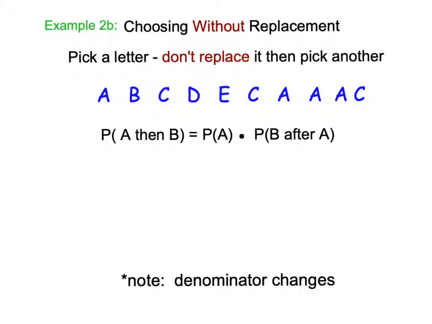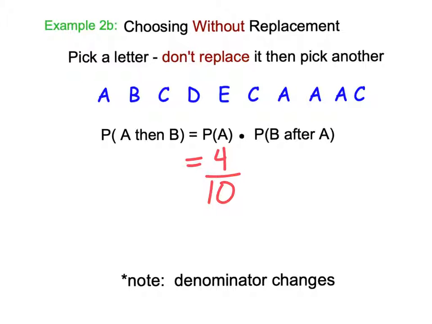Here's an example. Here we're picking a letter, but this time we are not replacing it, and then we're going to pick another letter. So the question is, what is the probability of picking A and then B without replacement of that original A? Well, the probability of picking A is the same as it was in the other example. There are 4 A's in the list out of 10 possible letters.